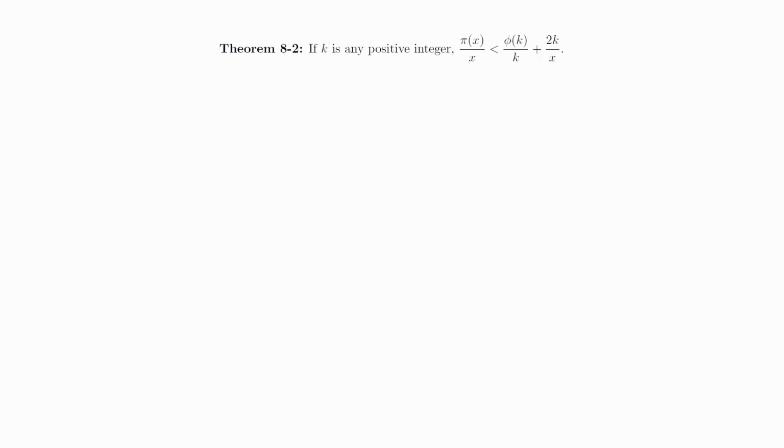In this proof, we will be using the greatest integer function, which takes a real number x and returns the largest integer that does not exceed x. For example, the greatest integer of 5.9 is 5. Let x be a positive real number and let k be a positive integer. We can divide the greatest integer of x by k using the division algorithm to get that the greatest integer of x is equal to k times q plus r, where 0 is less than or equal to r less than k.